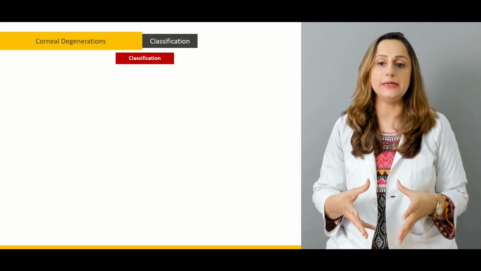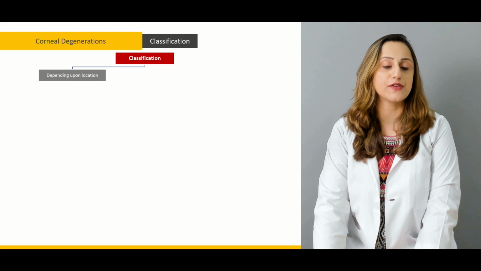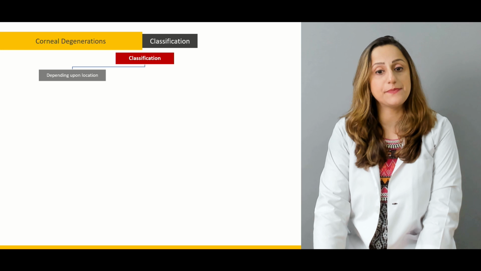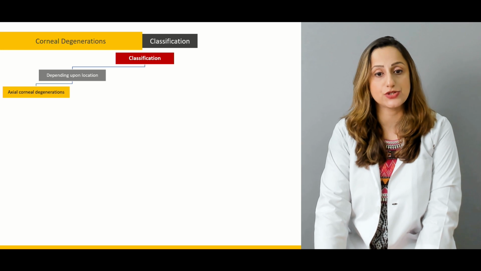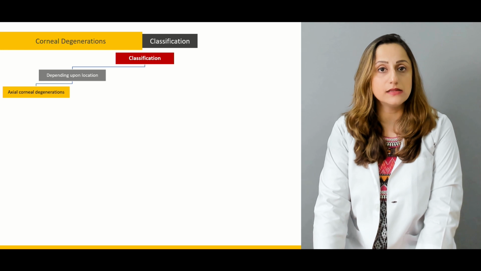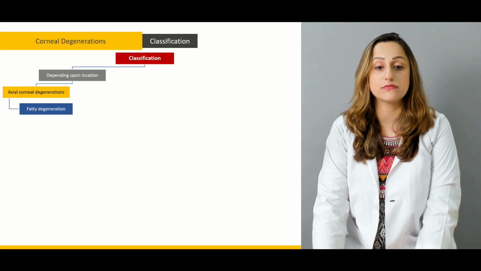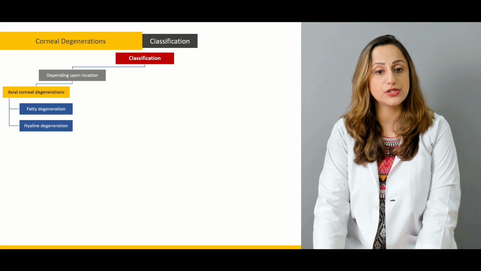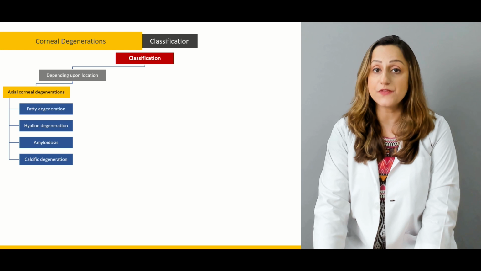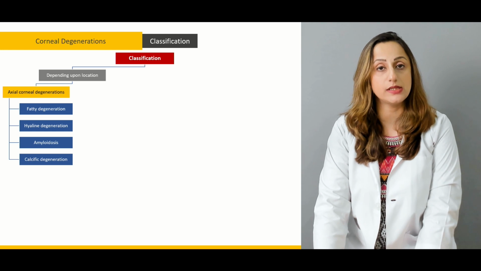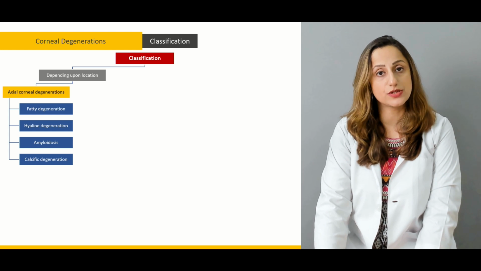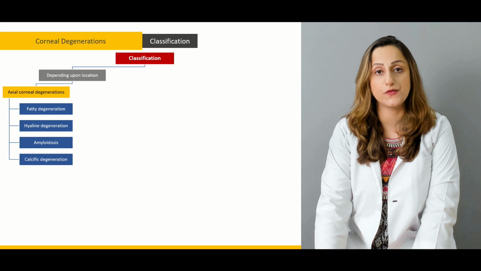Mainly and specifically, we have these major groups of classification. First of all, we can classify these patients depending upon the location of the corneal involvement. It can be axial corneal degeneration. It can be due to fatty degeneration. Usually it can be due to hyaline degeneration. And we have amyloidosis in this list as well. We have calcific degeneration, which is also included in the list of axial corneal degeneration. So you have to note these anatomical features while examining the cornea of a patient.